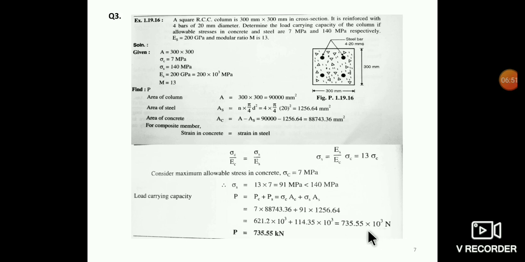Either write in this way or remove this 10 raised to 3 Newton value and directly write 735.55 kilonewton. Because load is usually denoted in terms of kilonewton. You can denote the answer in both the terms, both are correct.